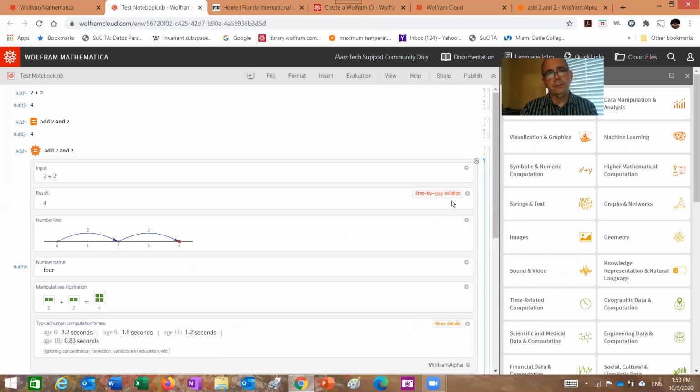And one of the features of Wolfram Alpha is that you can see the step-by-step solution. And when you go to Wolfram Alpha directly, the step-by-step solution is available only when you are paying for the professional version. But in this case, you can always see the steps, no matter whether you are paying or not. So this is a real advantage with respect to just using Wolfram Language.